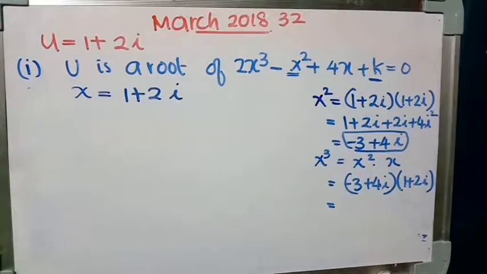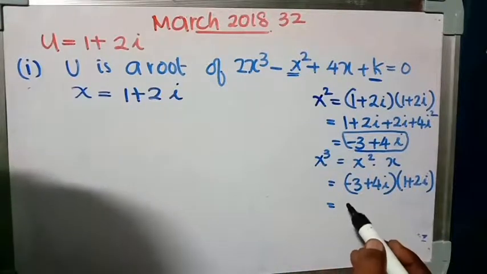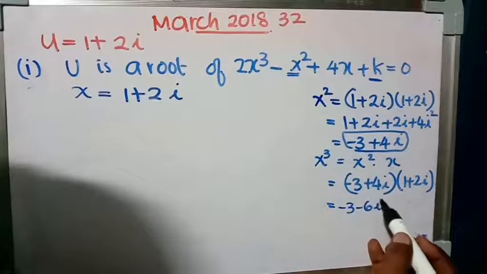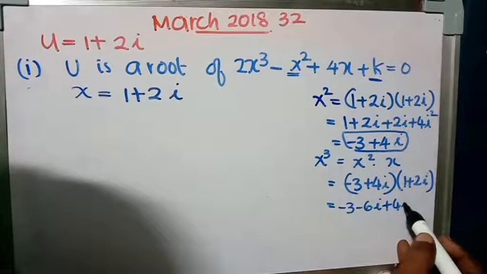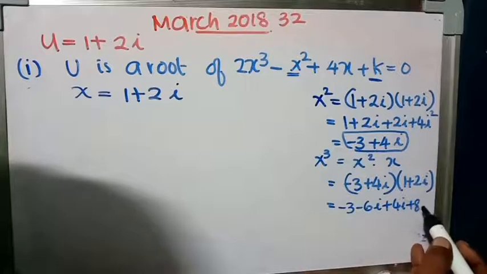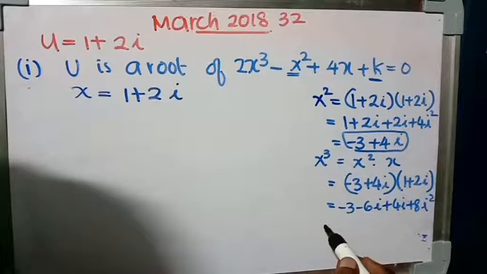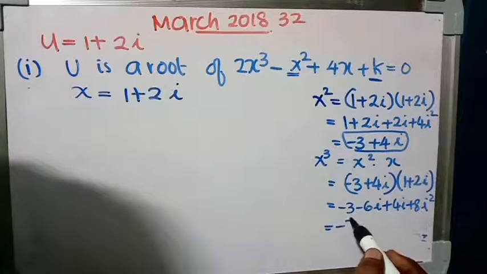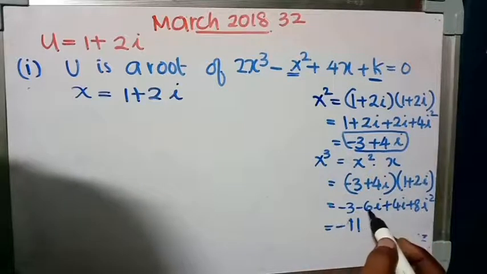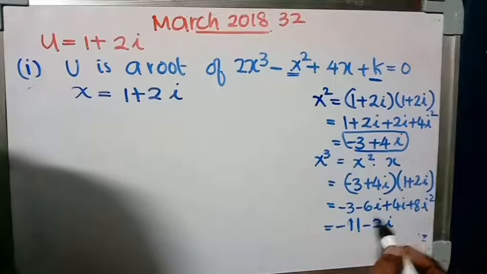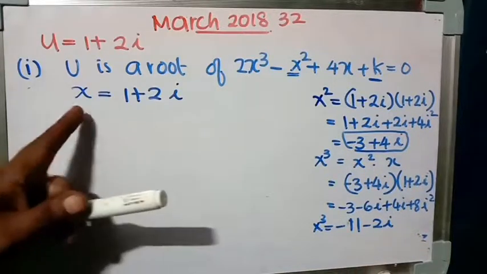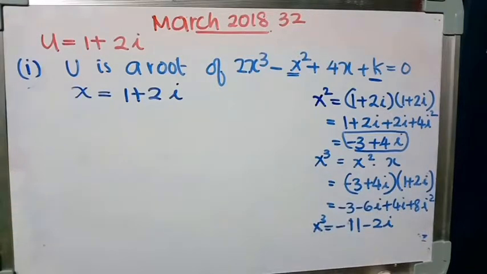Expand the bracket, we get minus 3 minus 6i plus 4i plus 8i squared. 8i squared is minus 8, so minus 8 minus 3 is minus 11 minus 2i, which is x cubed. So we got the value of x, x squared and x cubed. So let's take the equation.